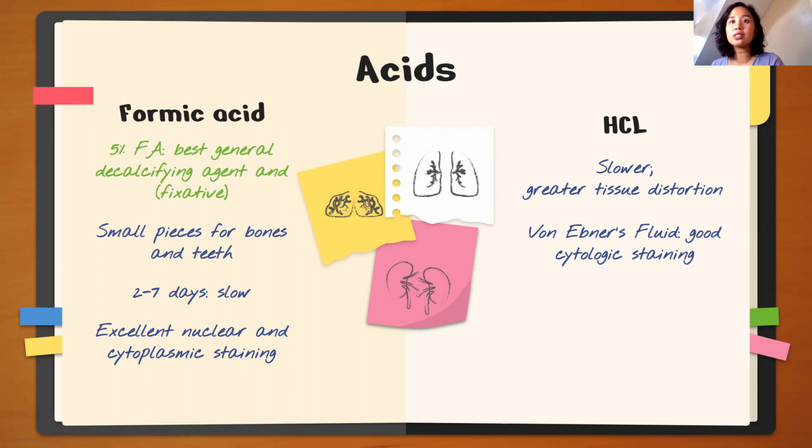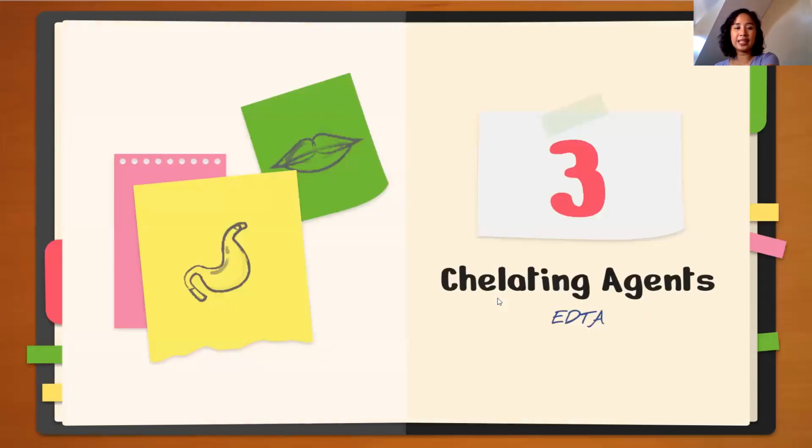And hydrochloric, so slower, however, greater tissue distortion. At von Ebner's fluid is classified under hydrochloric acid. So may hydrochloric acid siya for cytologic staining. So meron pa tayong mga chromic, citric acid. Hindi ko nilalagay, guys. So next, chelating agent, your ethylene diamine tetraacetic acid.